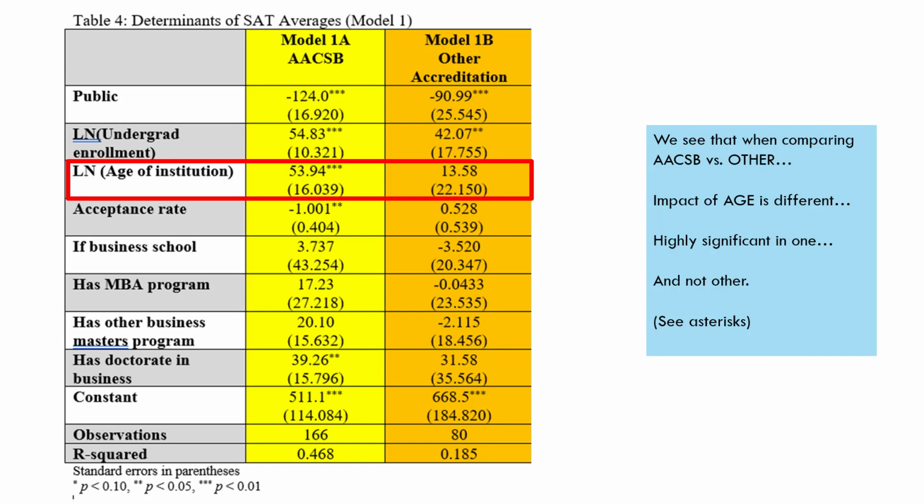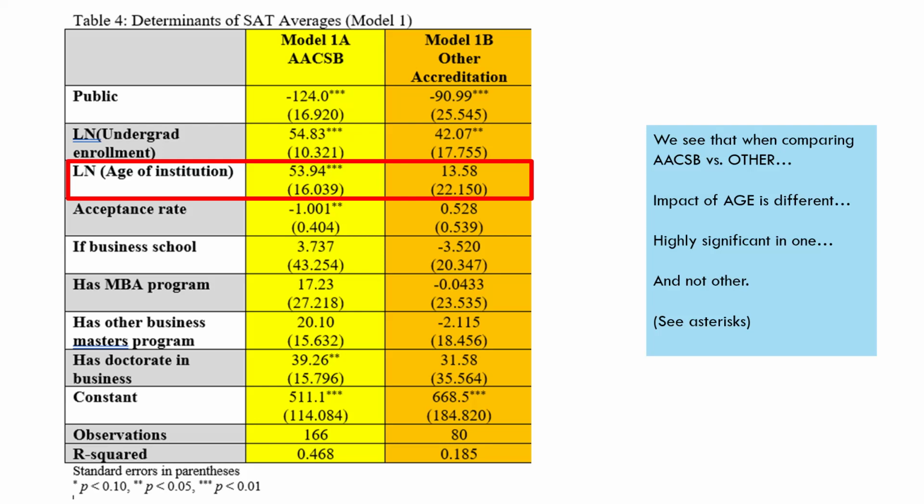Now, we took the natural log of age of institutions to give it a nonlinearity. Do not worry about that at all. We're not caring so much about the interpretation. This is just an illustration. But look at this variable that I have in red, outlined in red. We've got this variable of age of the institution. And we see for the first column, highly significant, right? 3 stars. Second column, no stars.